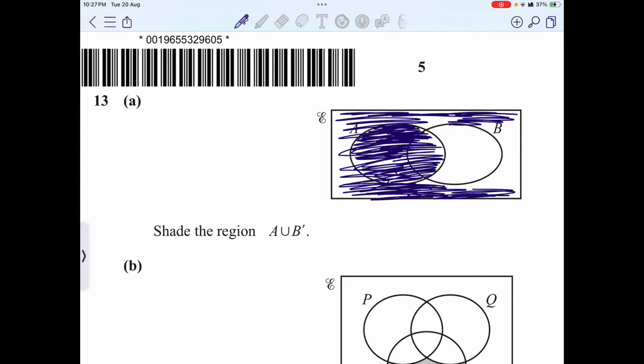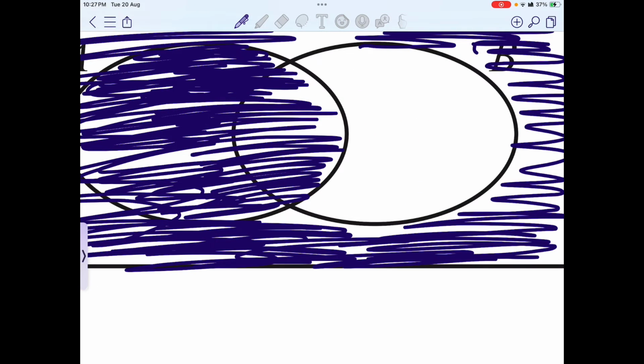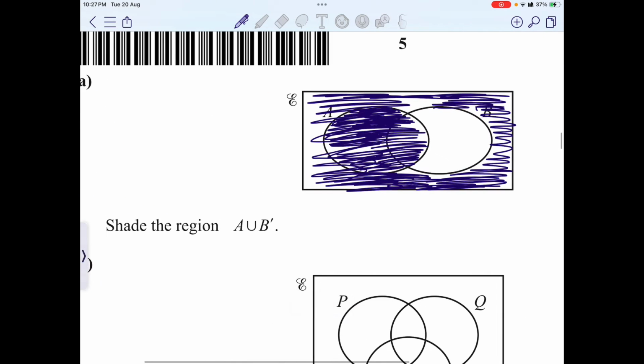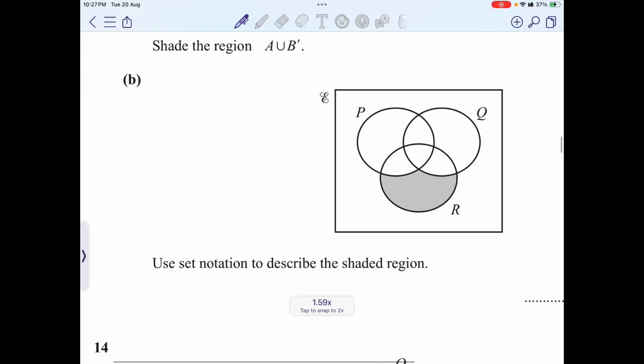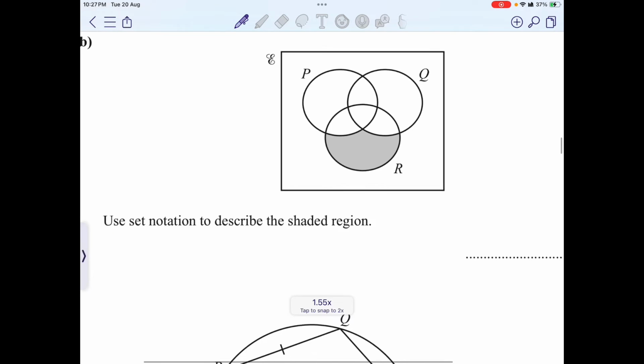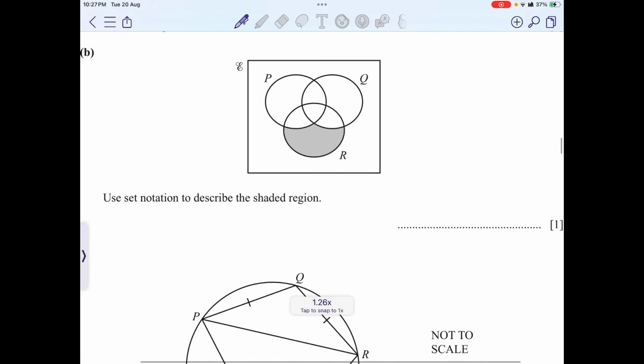And that gives me my answer. A lot of students would basically not shade this circle, just the intersection between A and B, but you do have to shade that because that is what we say is A union B. If it was intersection, then we might not have shaded it. The next is there's a shading given and we have to describe it.